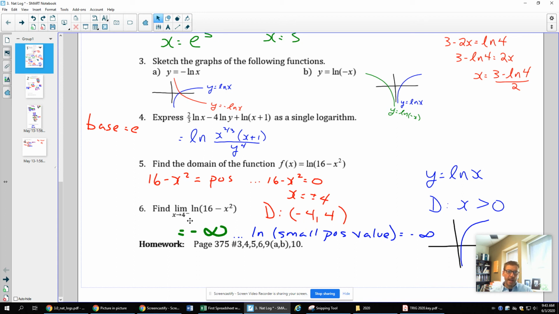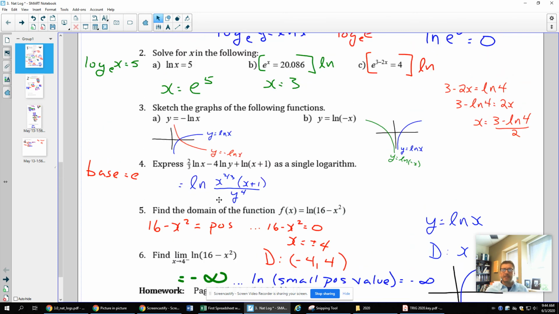And then what happens is as you approach 4 from the left side, what happens? You get closer and closer to a small positive number. In this case, you get closer and closer to negative infinity. So when I say getting closer and closer to a small positive number, it's 16 minus almost 4 squared, which is a really small positive number. And when you get a really small positive number, you're approaching negative infinity.